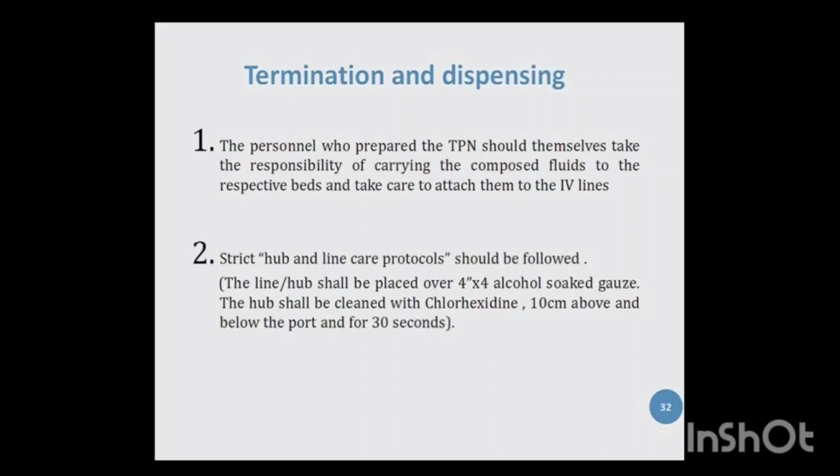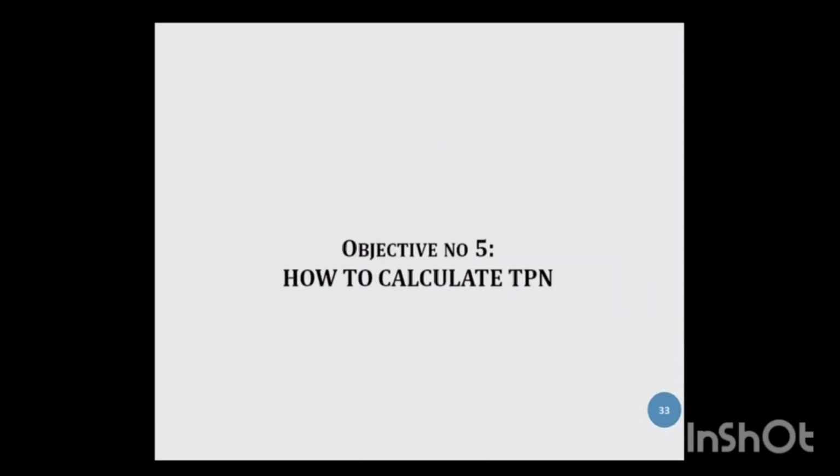A strict hub and line protocol should be followed. That means the line or the hub shall be placed over a 4x4 alcohol soaked gauze or a sterile paper maybe, and then the hub should be cleaned with chlorhexidine 10 cm above and below the port for about 30 seconds. Objective number 5. How to calculate TPN. In this next section, we will learn how to calculate TPN and how to prescribe TPN.